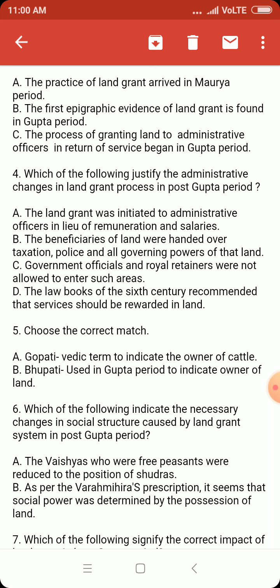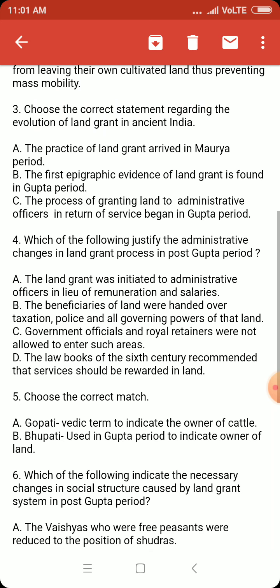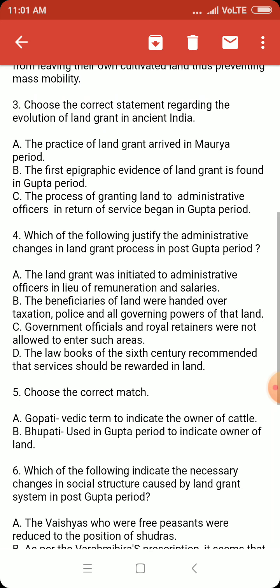This is also not totally correct. Because the process of granting land to administrative officers in return for service began only from the 6th century onwards, towards the later period of the Gupta period. But if we say exactly the Gupta period, this is not correct. It is towards the end of the Gupta period. You can say Gupta period onwards. This is not totally correct. So none of the options is correct here.